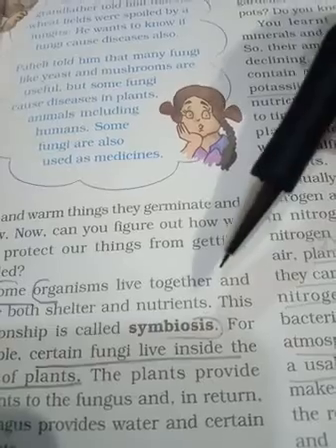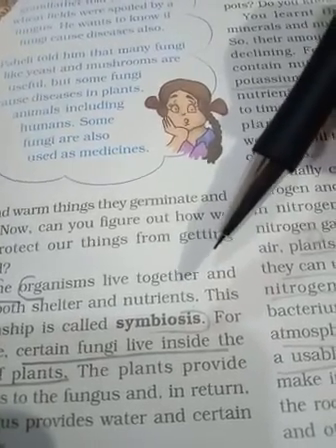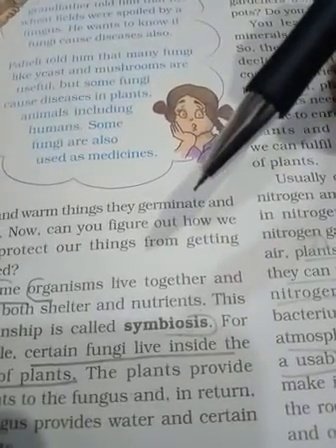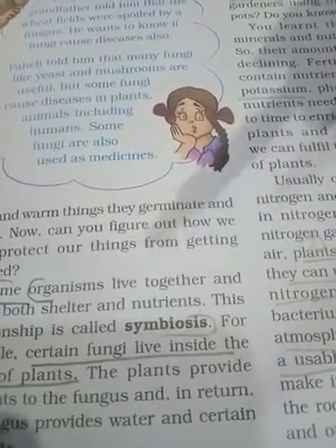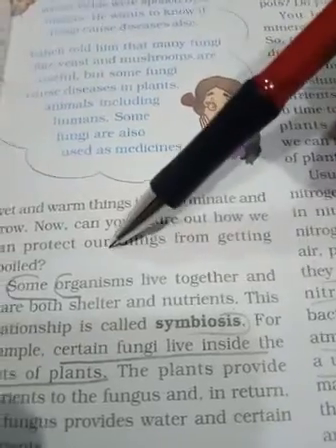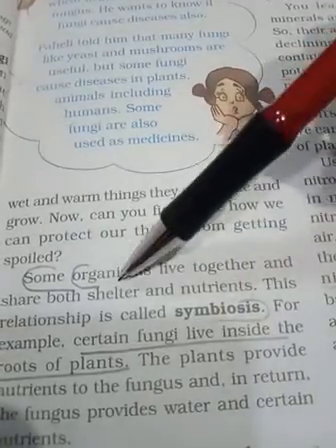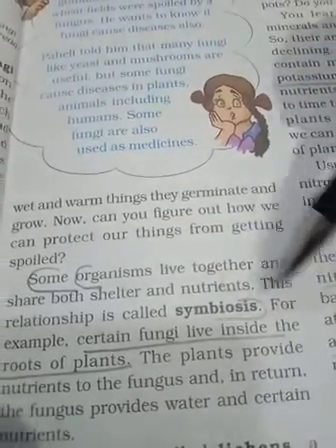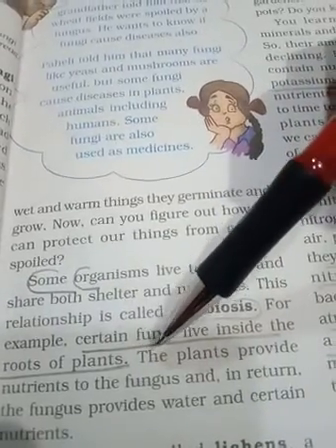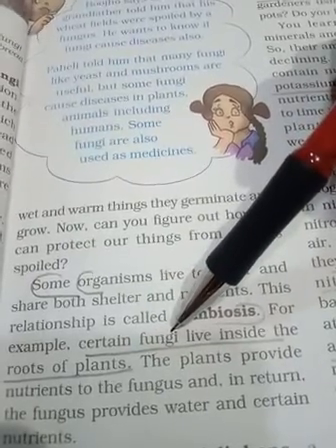What is symbiosis? When two organisms are dependent on each other for shelter and for nutrients, then it is called symbiosis. Symbiosis means living together. Very simple thing. Organisms live together and they share both shelter and nutrients. This relationship is called symbiosis. For example, certain fungi live inside the root of a plant. In the root there are certain types of fungi.